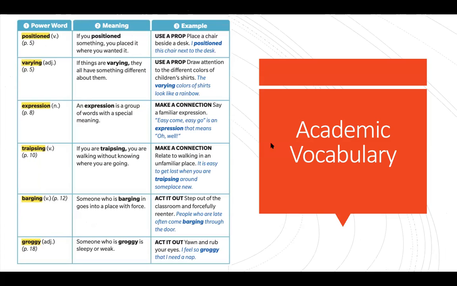All right, our academic vocabulary. Positioned: if you position something, you placed it where you want it. Varying: if things are varying, they all have something different about them. Expression: an expression is a group of words with a special meaning. Trapezing: if you are trapezing, you are walking without knowing where you are going. Barging: someone who is barging in goes into places with force. And groggy: someone who is groggy is sleepy or weak.